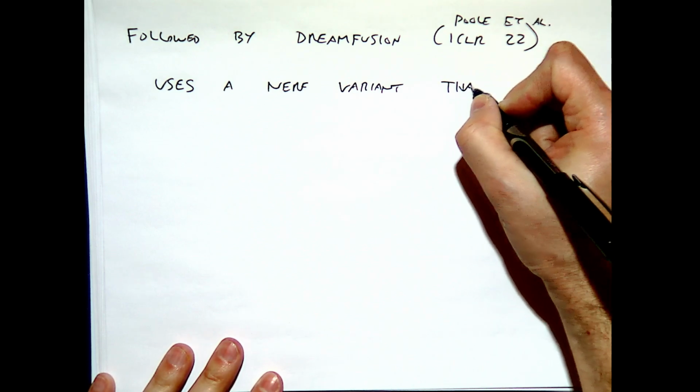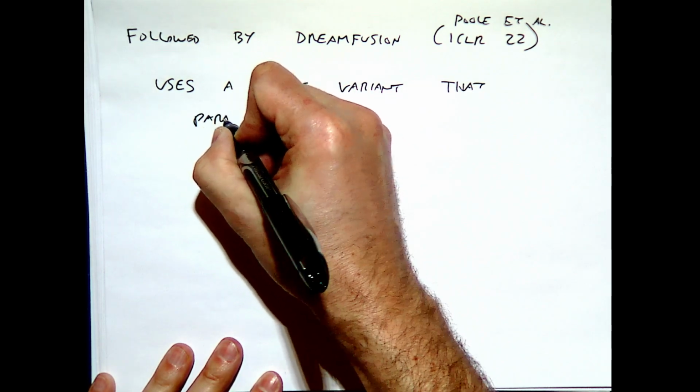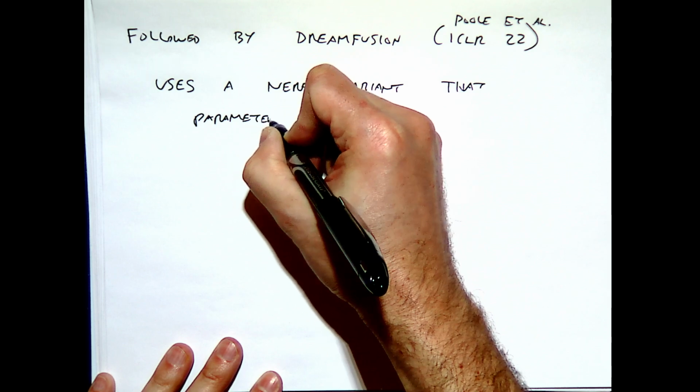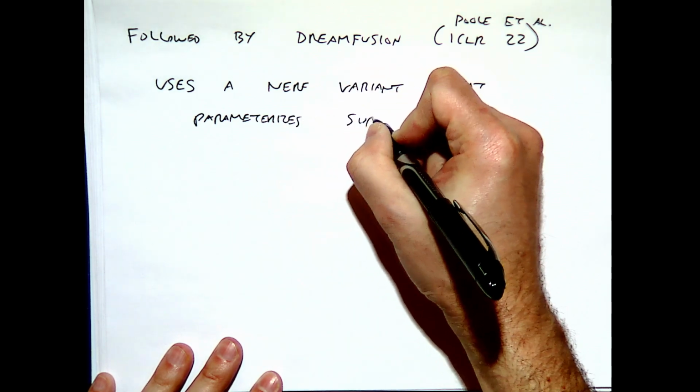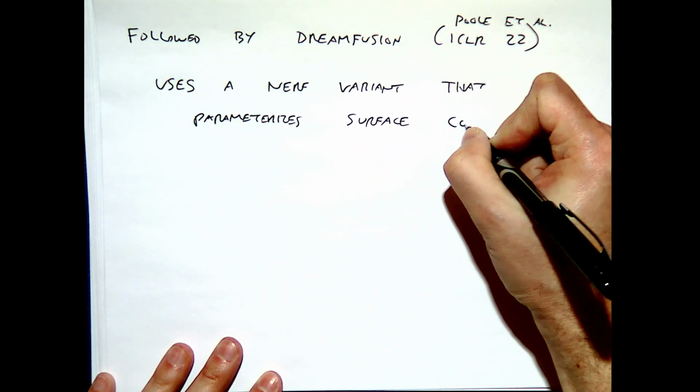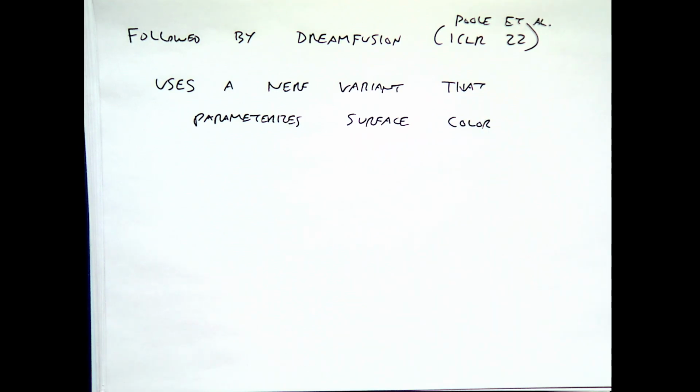So this is parameterizing surface color, which means that you can move the illumination around during training and then later during rendering. And so that makes the things that you generate a little bit more usable. If you're trying to put something into a game engine, for example, you don't want the lighting to be baked in from the start, right?